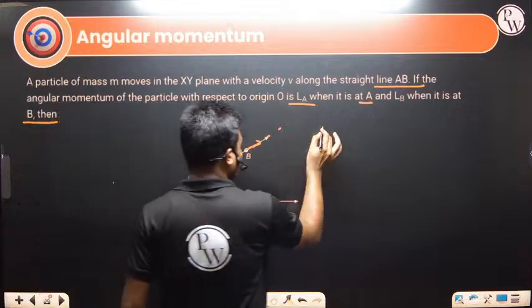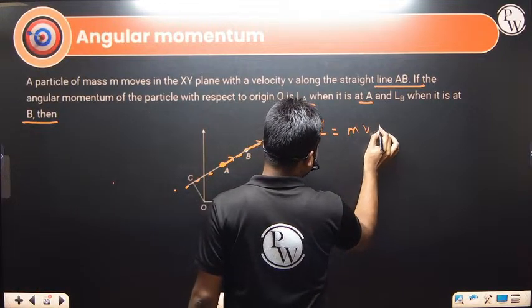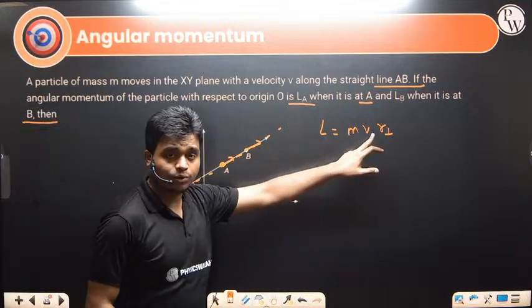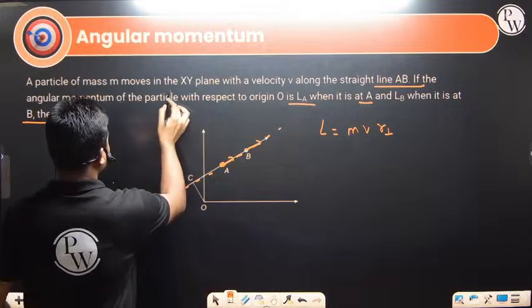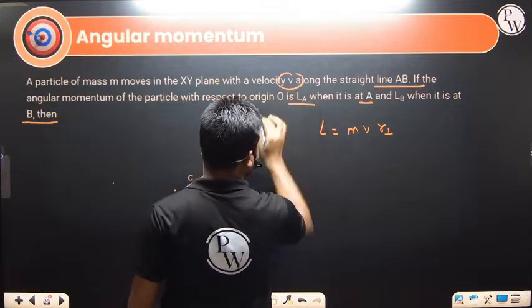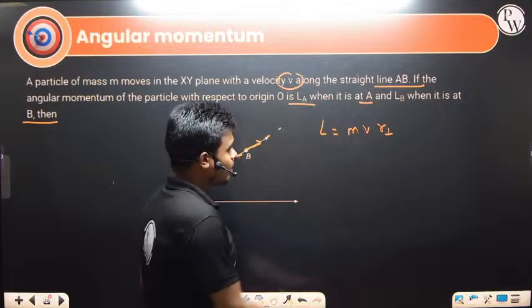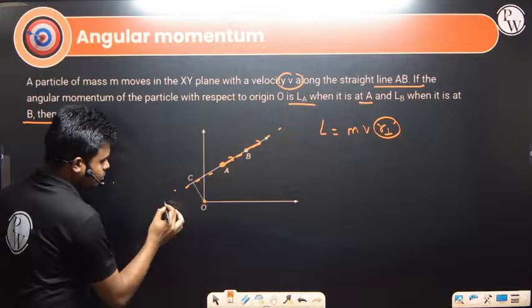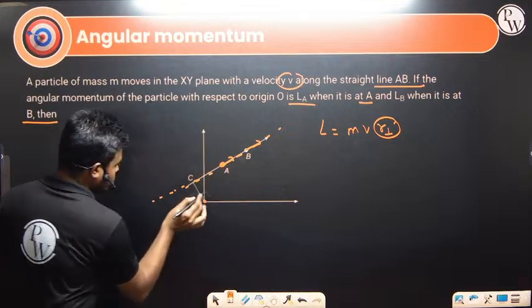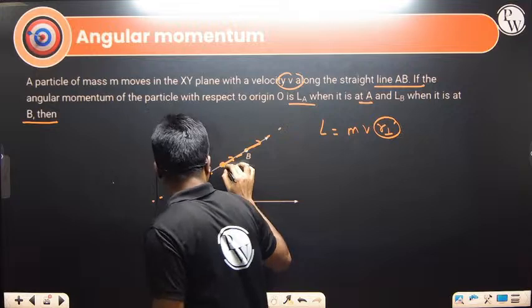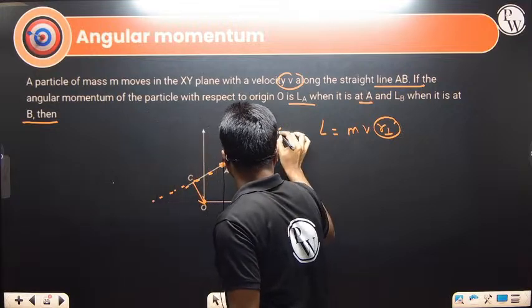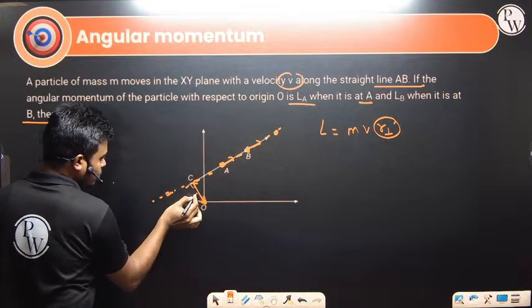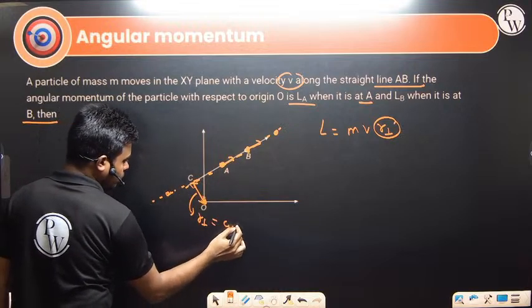If we talk about the angular momentum of a moving particle, it is given by mv into r perpendicular. The particle moves with constant velocity v, and m is constant. What is r perpendicular? The perpendicular distance of the line of motion of the particle from the origin. The particle is moving along this particular line, so this will be the perpendicular distance. Wherever the particle is, the line of motion and this perpendicular distance will be the same. So r perpendicular is constant.